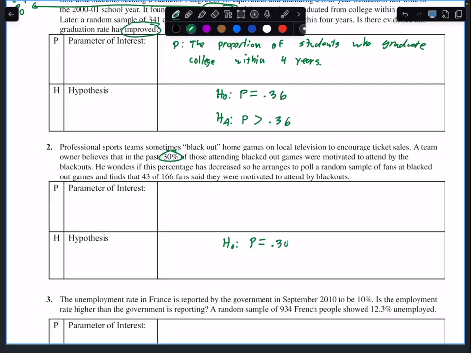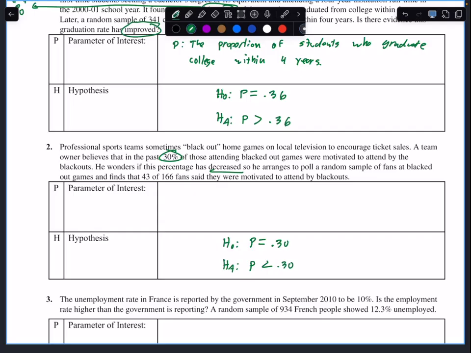Okay. Well, I'm saying that in my null hypothesis, and I have to figure out my alternative hypothesis. He wonders if this percentage has decreased. So we're going to be looking for evidence of decreasing. So p is less than 0.30.